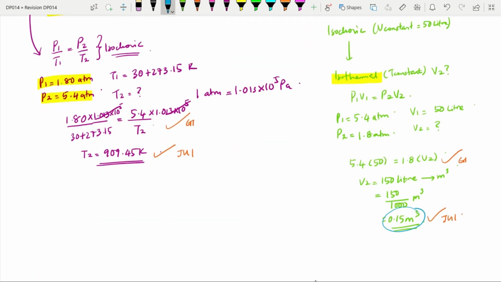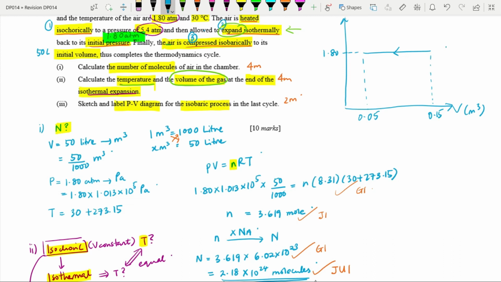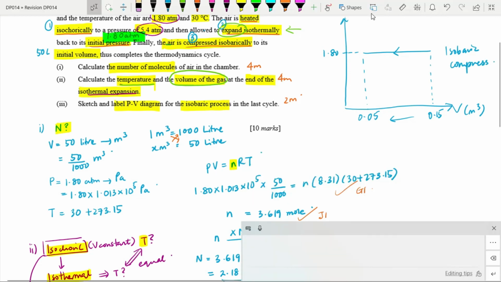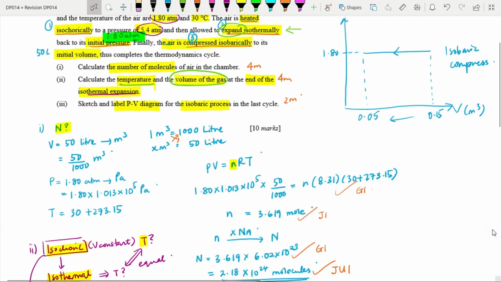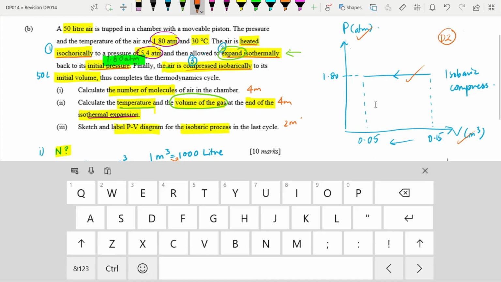Okay. So, waktu isothermal, volume 50 tu dia expand pergi 0.15. Tetapi waktu isobaric compression, volume dia drop to 0.05. So, that's why kita buat arrow dia ke kiri sebab dia compress. Okay, so satu curve sahaja. Alright, so itu untuk question 3 dan 2 markah yang terakhir untuk yang ni adalah kita punya axis yang betul dengan unit yang betul. Okay, so dan curve yang betul beserta arrow. So kita dapat diagram 2 markah lah untuk soalan 3.